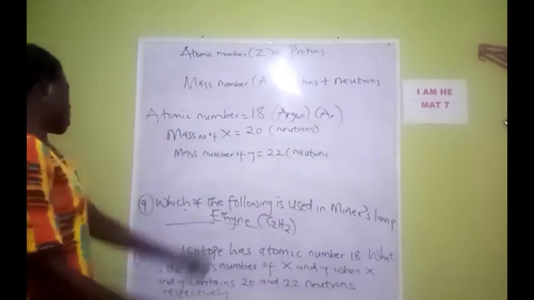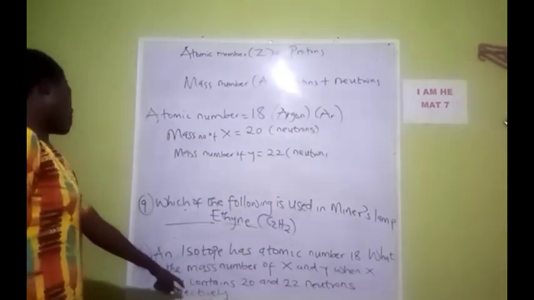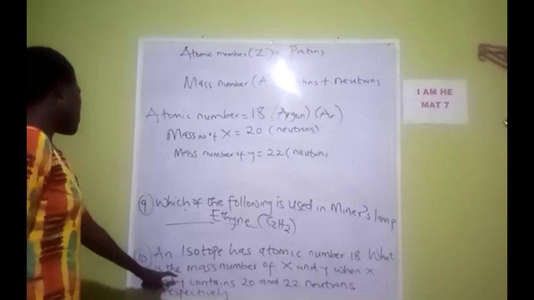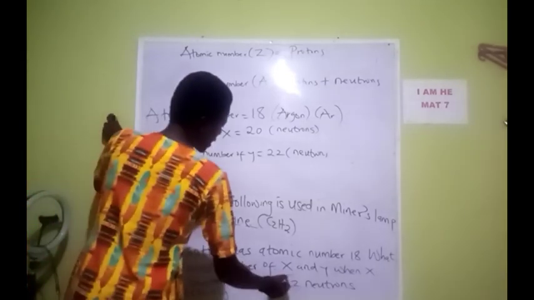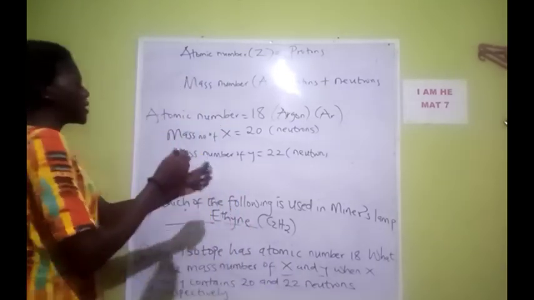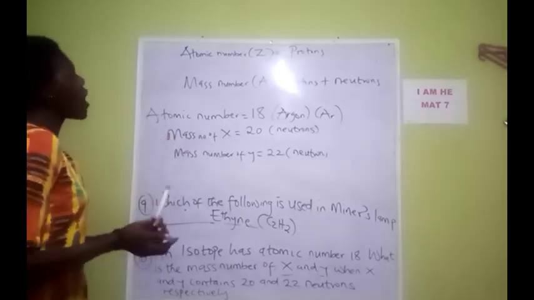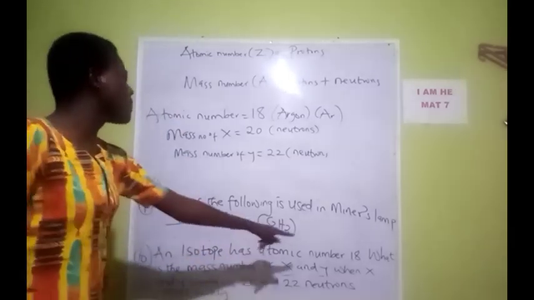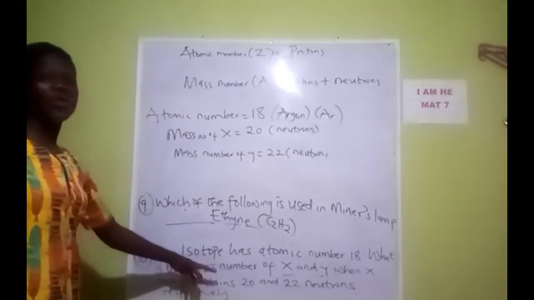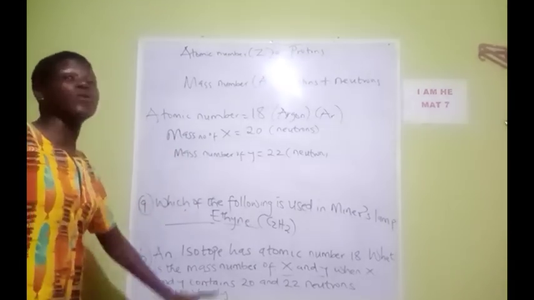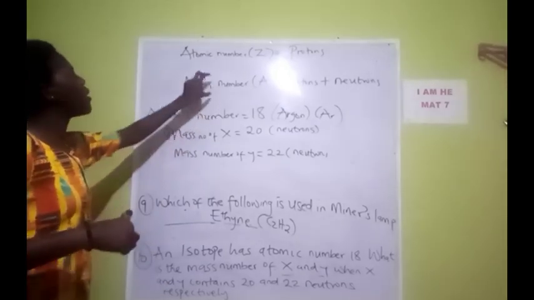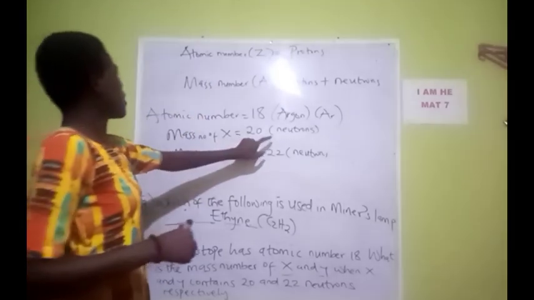Now I said when X and Y contain 20 and 22 neutrons respectively, we are looking for the mass number of X and Y. So since we've gotten these variables, how do we solve them? Now take note, the atomic number of this isotope is 18, and it is constant for both X and Y. Do you understand now? So let's solve for the mass number of X. We have this as 20.